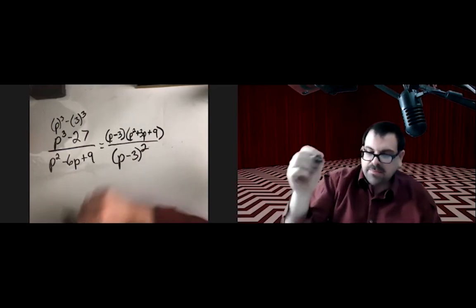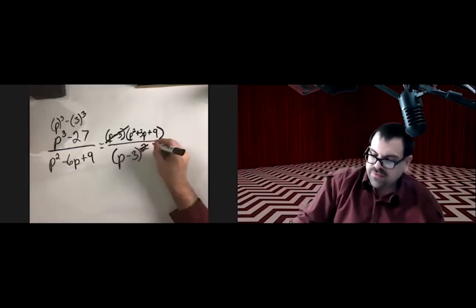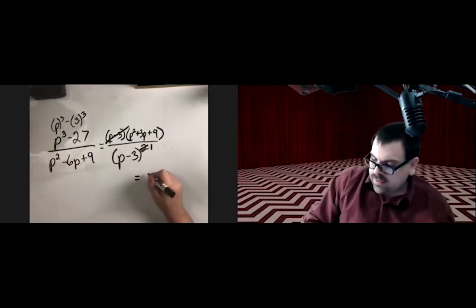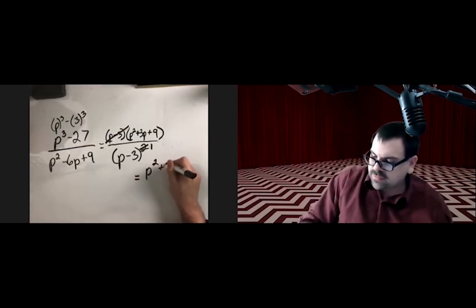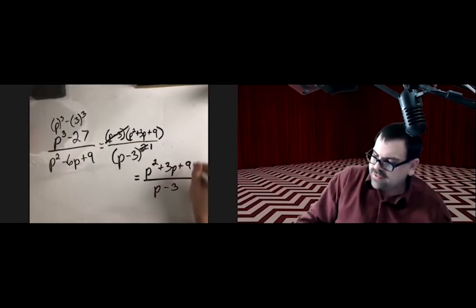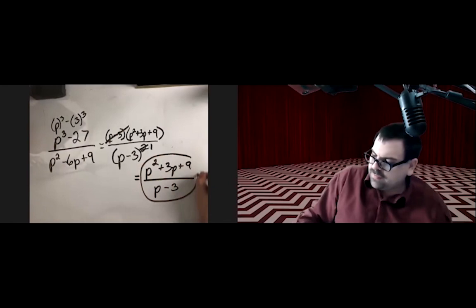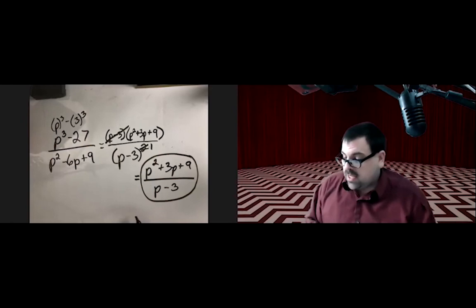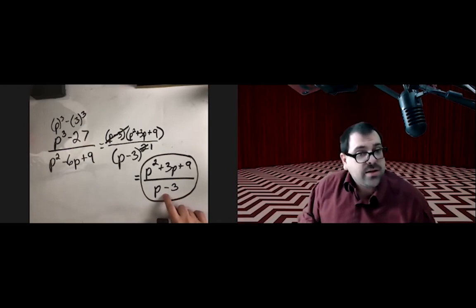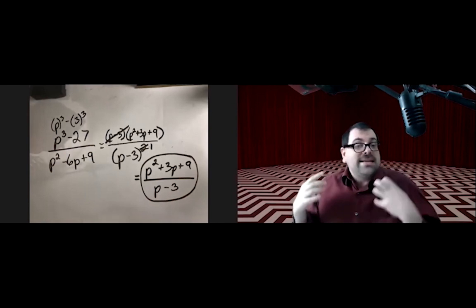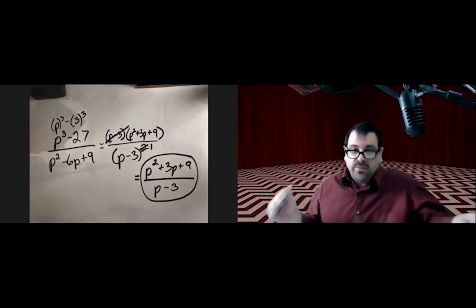The factor of p minus 3 on top cancels with one of the factors of p minus 3 on the bottom. p squared plus 3p plus 9 over p minus 3. It's as simplified as we can take it. We don't need to explicitly say p can't be 3 because we can still see that information. Since we can still see a p minus 3 factor on the bottom, that tells us that p can't be 3. We don't write it again.